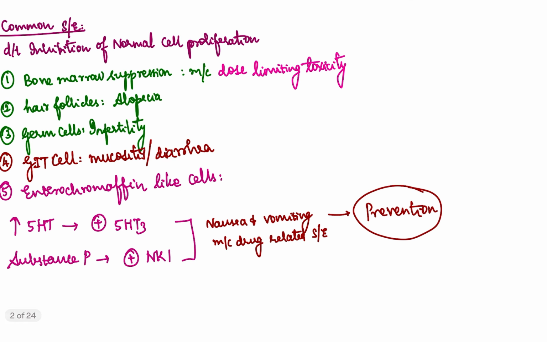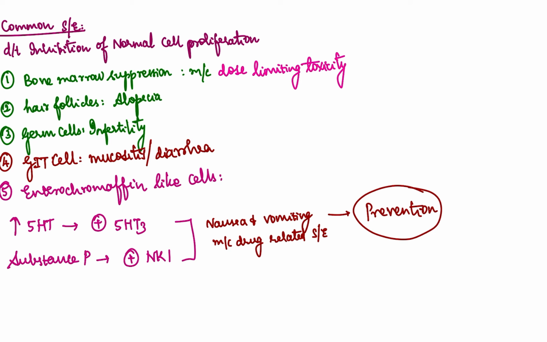What are the common side effects of anti-tumor drugs? The first is because of inhibition of the normal cellular proliferation, the bone marrow cells are affected, which is the most common dose limiting toxicity. The hair follicles are affected, leading to alopecia; germ cells affected, infertility; GIT cells affected, mucositis and diarrhea; enterochromaffin-like cells.